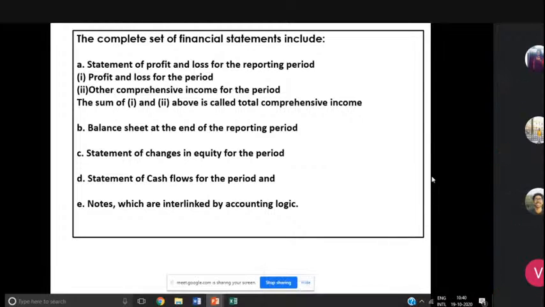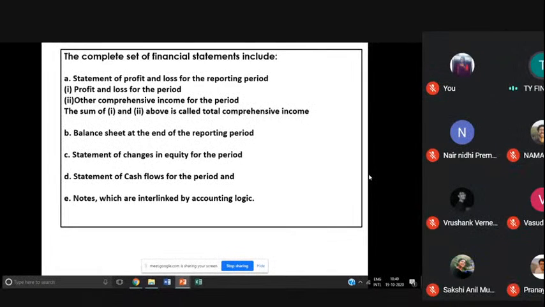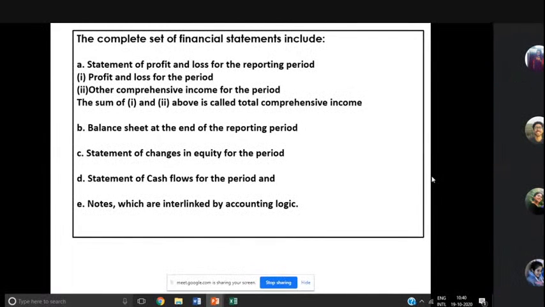Last, notes. Please put a double line below the word notes. Notes to the financial statement, working notes or notes to the financial statement, which are interlinked by accounting logic. Therefore, from today, when someone tells you complete set of financial statements, you must say it includes 5 aspects: statement of profit or loss for the reporting period, balance sheet, statement of changes in equity, statement of cash flows, and the additional notes, which are interlinked by accounting logic.